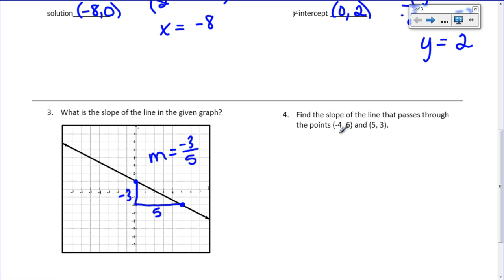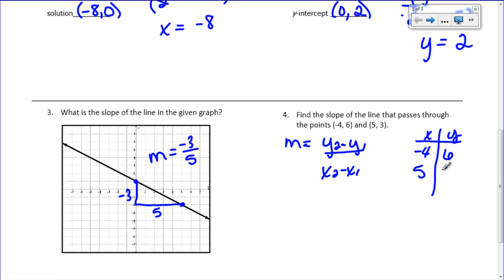Number 4 wants us to find the slope of a line that passes through these 2 points. Now you got a couple of choices. You can use the formula, which you should know is y2 minus y1 over x2 minus x1. But I prefer to not have to deal with this formula. I prefer to just take my 2 points and make a table of those 2 points. And so my first point is negative 4, 6, and my second point is 5, 3.